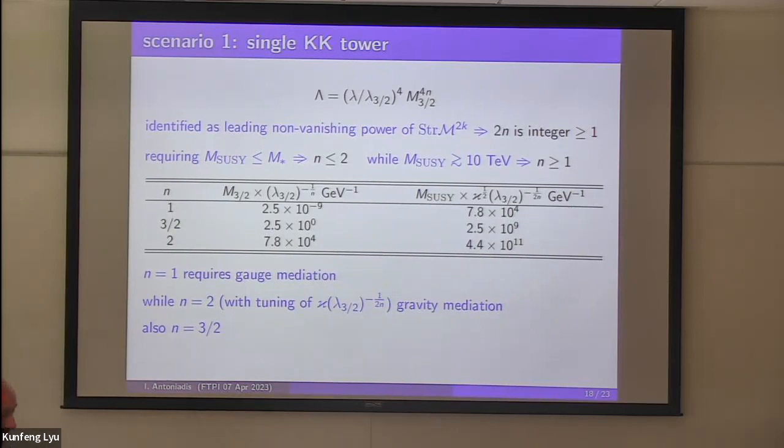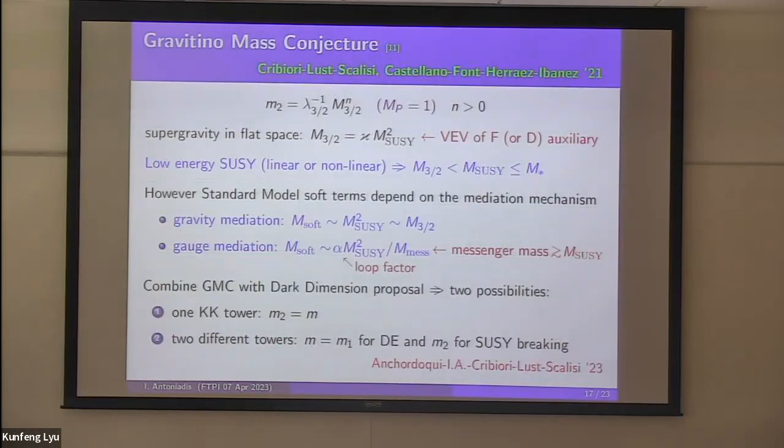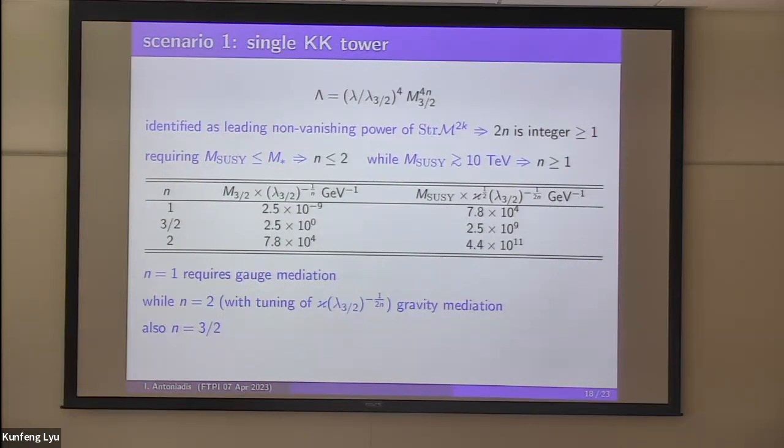So, n here is the exponent in the tower of supersymmetry breaking. This relation between the cosmological constant and M3/2 can actually be identified as the leading non-vanishing power of the supertrace M squared in effective supergravity. So this implies that n is either integer or half integer, because the powers are even.